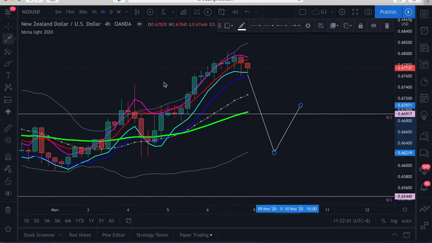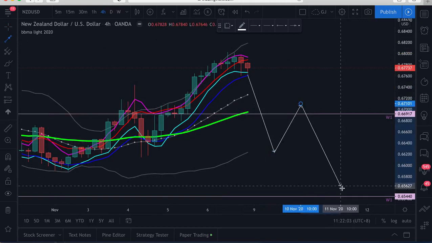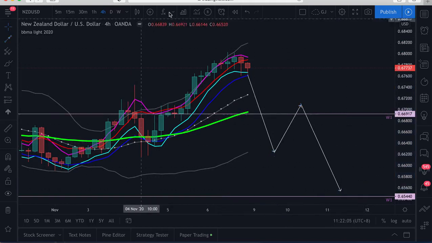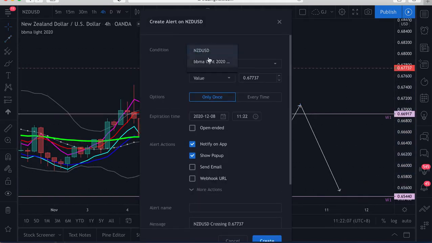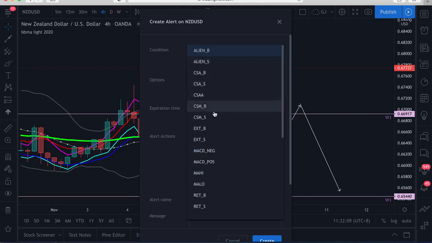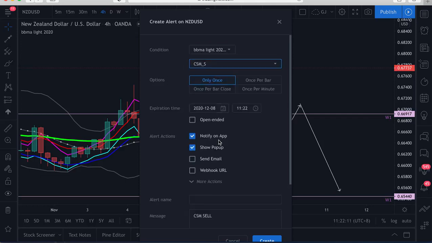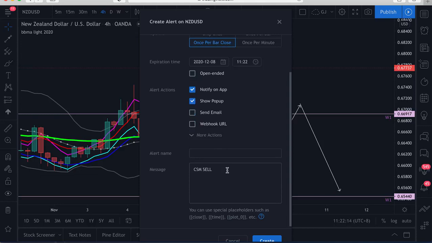Can we take it with PO sell limit? Then it will continue to go down. So set alert, CSM sell, okay, at H4, and also make sure it's above EMA 50.